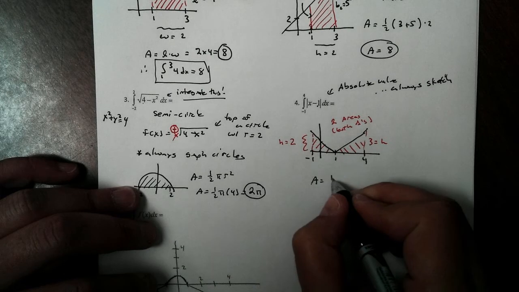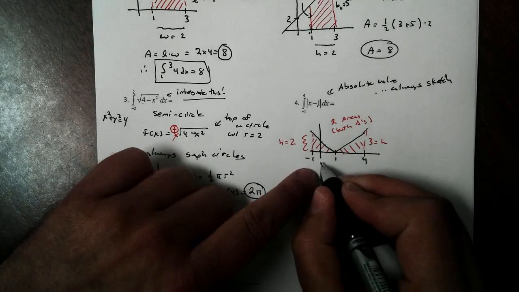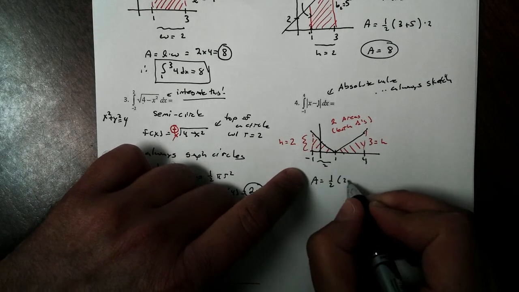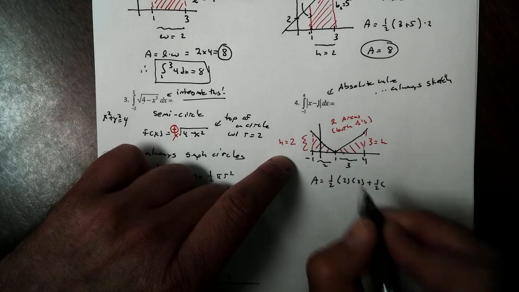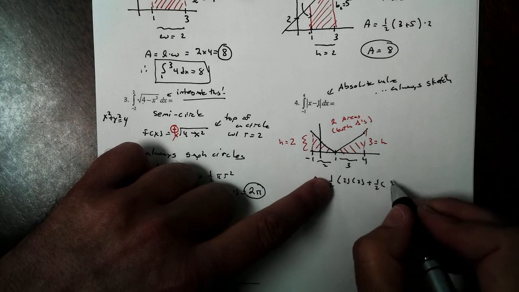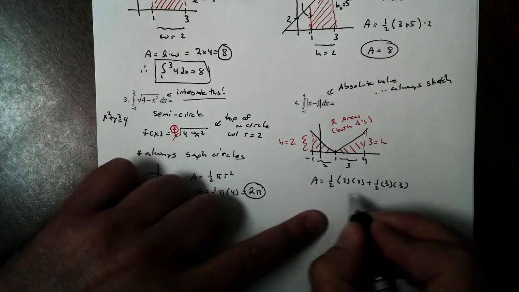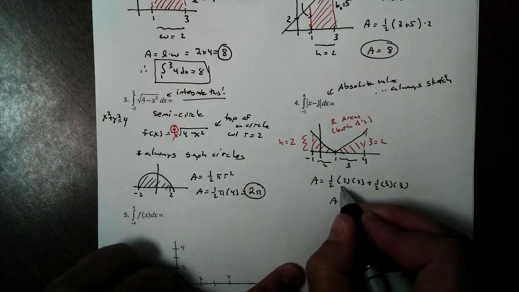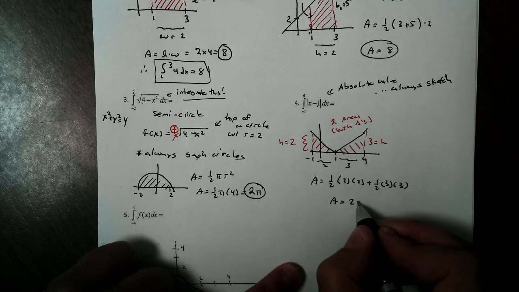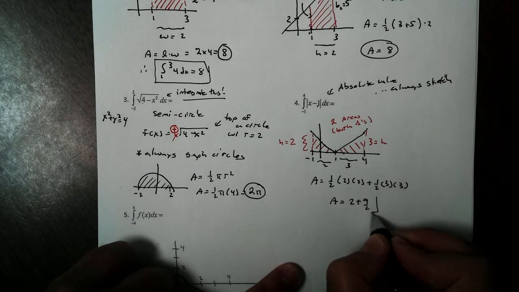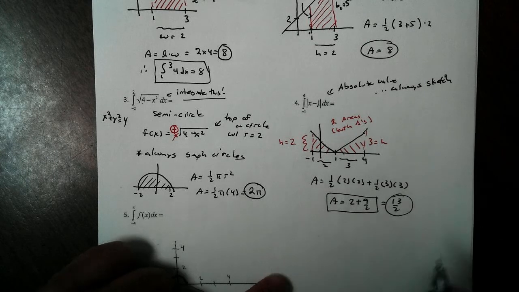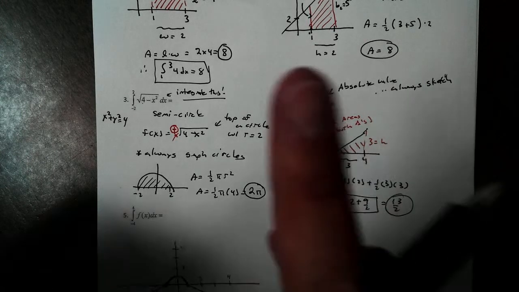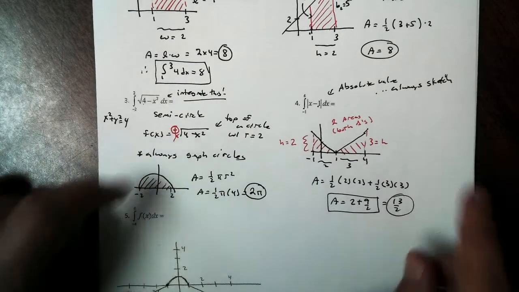Area equals 1/2. Well, the base of the first triangle is 2. The height is 2, plus 1/2. The base of our second triangle is 3. Its height is 3. So we would get area equals 2 plus 9/2. I don't know what that is, I just leave it alone. I'm just teasing. That's just 13 over 2 if you want to simplify it. Always graph circles and absolute value.